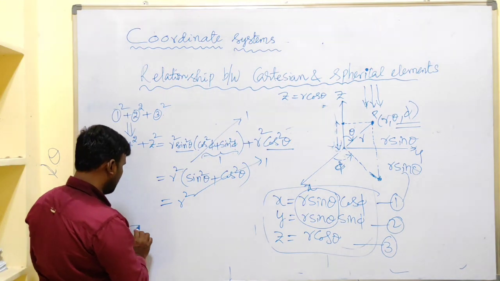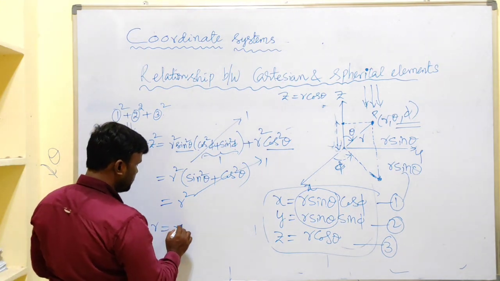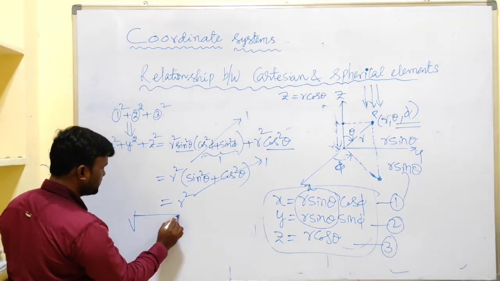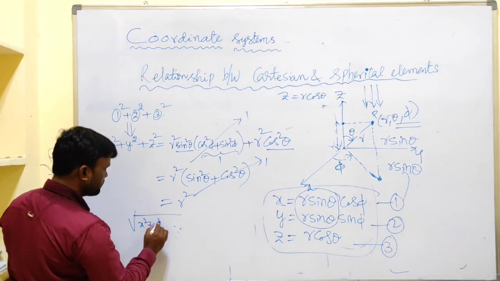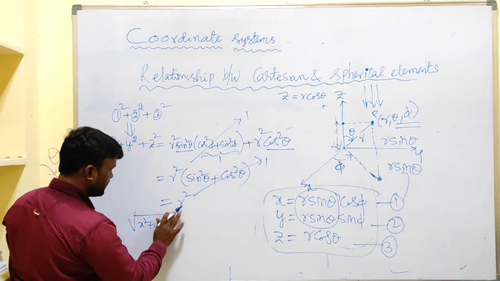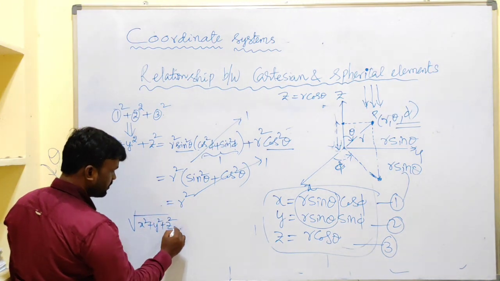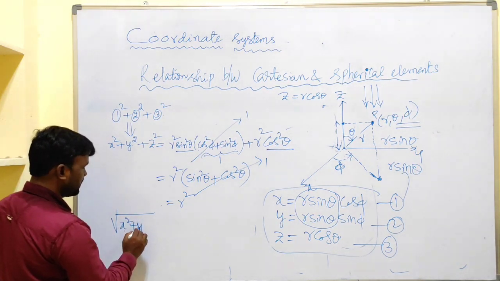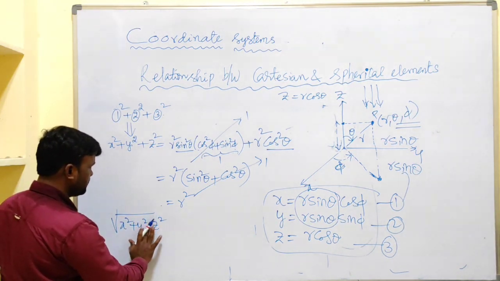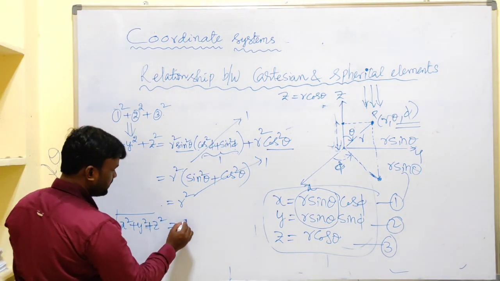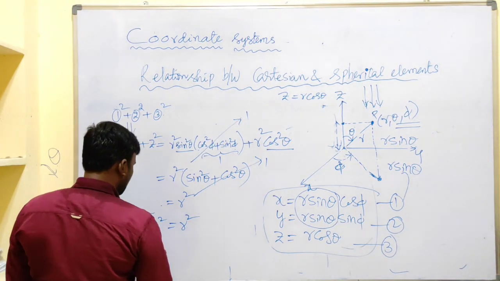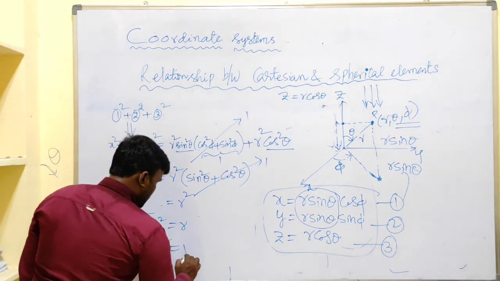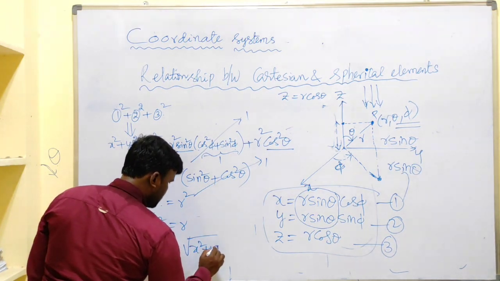Now it is equal to r square. From this I can write r is equal to what? Apply square root on both sides. We will get x square plus y square plus z square is equal to r square. Then r equals under root x square plus y square plus z square.